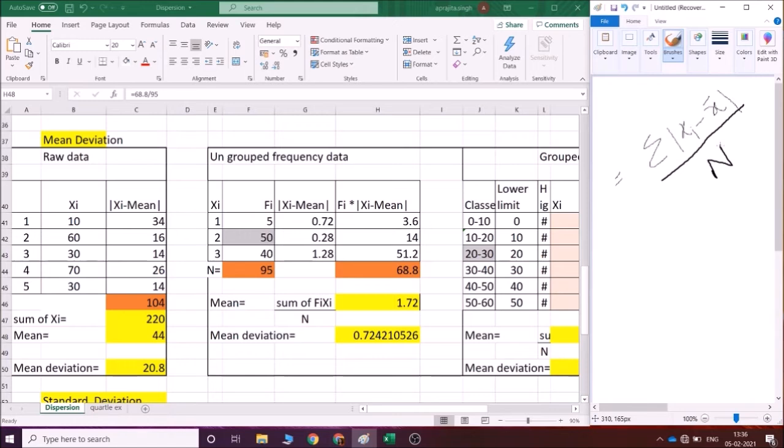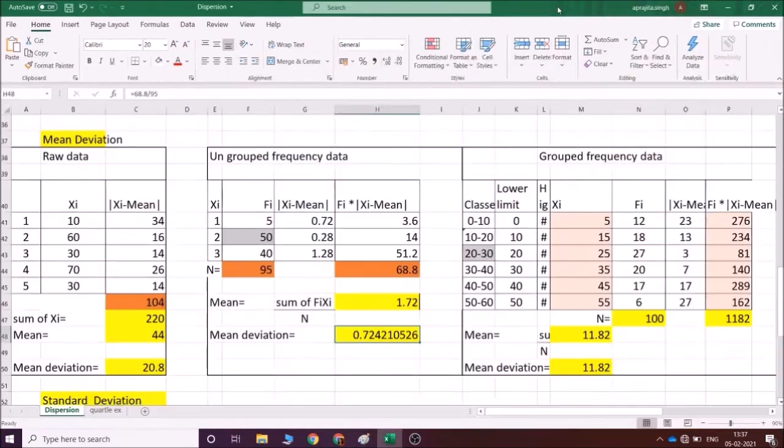Now if I have a frequency distribution, what is the difference? You just have to multiply it by the fi value. Fi comes over here. You multiply this value with fi and then only add it up, and whatever sum you get, you divide it by the n value, that is the total of the frequency.